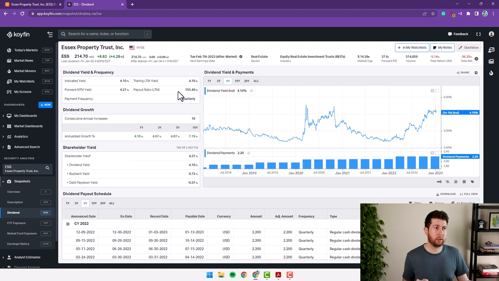Now this one, as you can see, has a 155% payout ratio, which gives us the idea that the company is in deep trouble because they need to cut the dividend. But when we check REITs, we need to check the payout ratio based on the adjusted funds from operations.